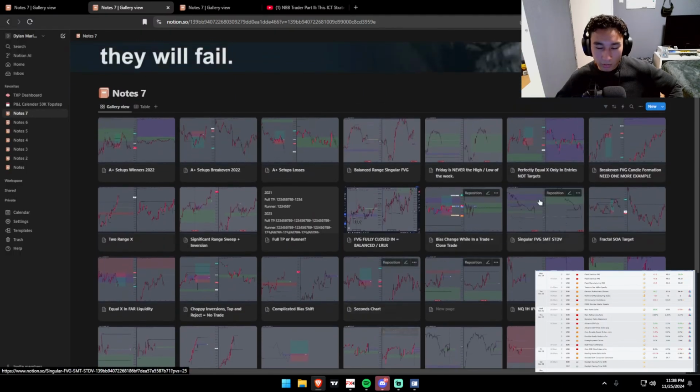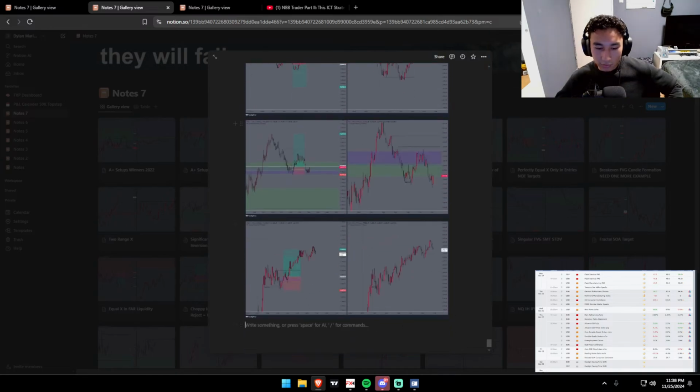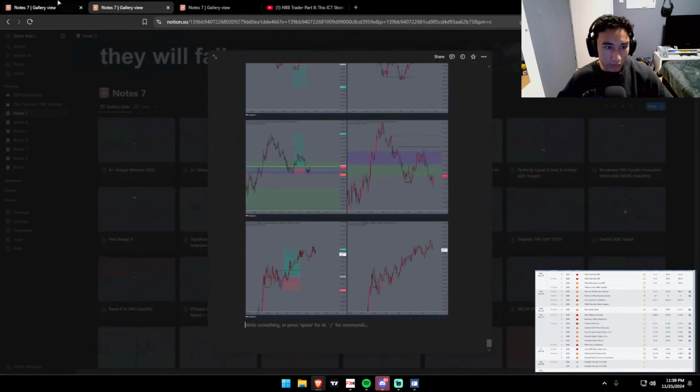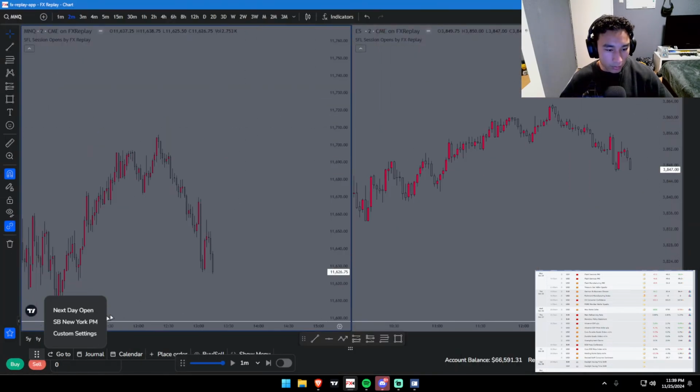So I created all of these tables, and then pasted in a screenshot of TradingView. And then I have folders for my break-even trades, my winning trades, and my losers. But now, going to the PM session.